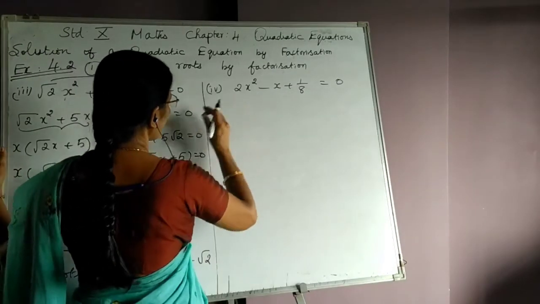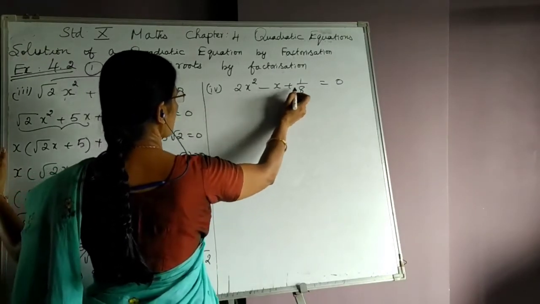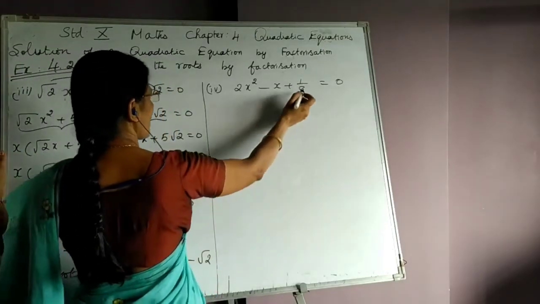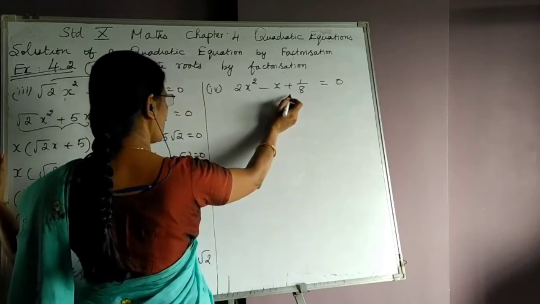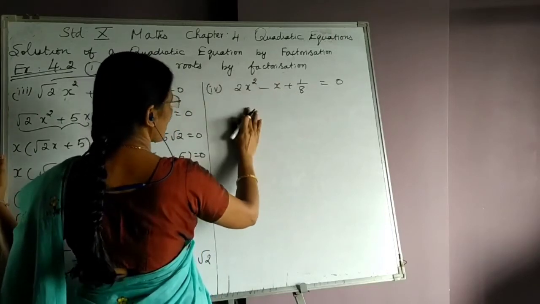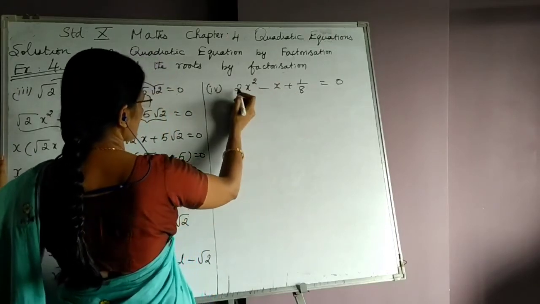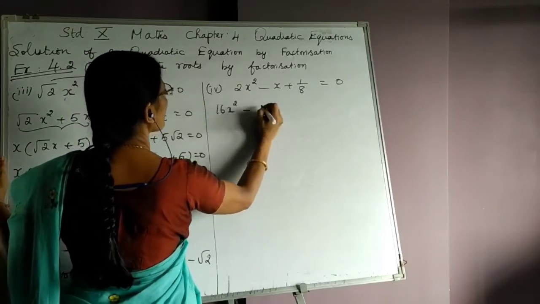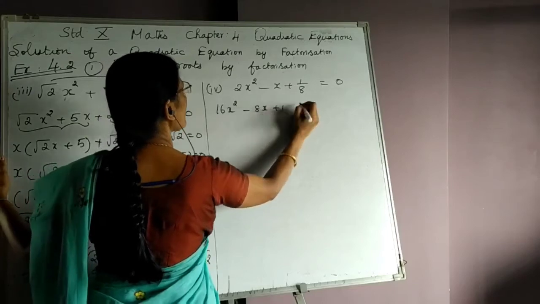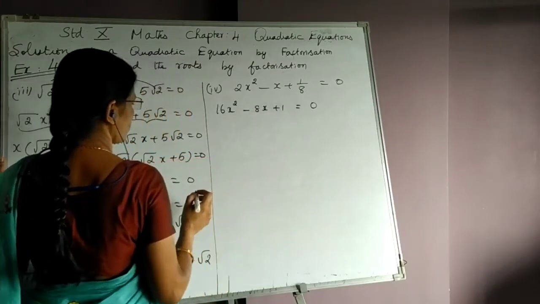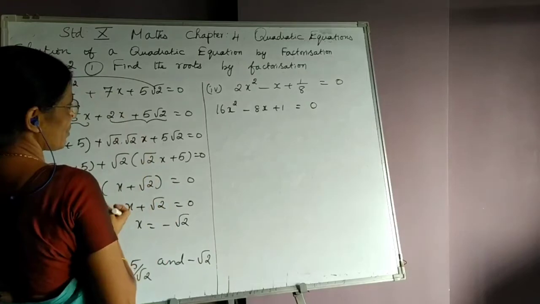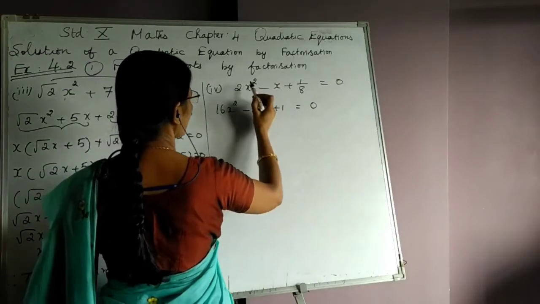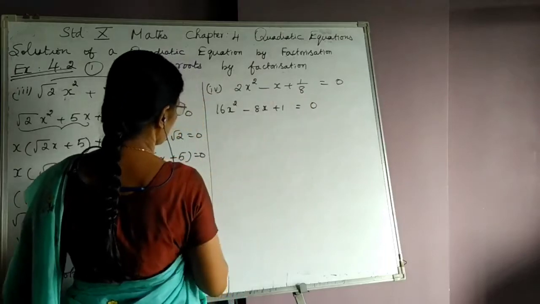Okay. Fourth sum is 2x square minus x plus 1 upon 8 equal to 0. In order to remove this 8, we can find the LCM or we can multiply each and every term by 8. So multiplying by 8, I get here 16x square minus 8x plus 1 equal to 0. We can do it both ways, either by finding the LCM or by choosing a multiplier 8 with each and every term on both sides.